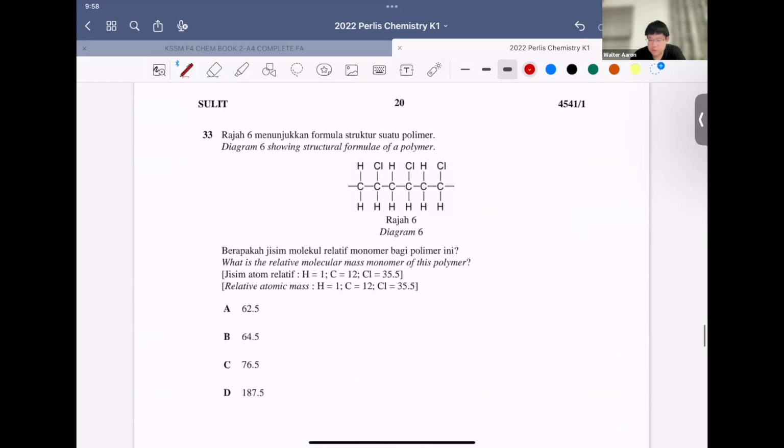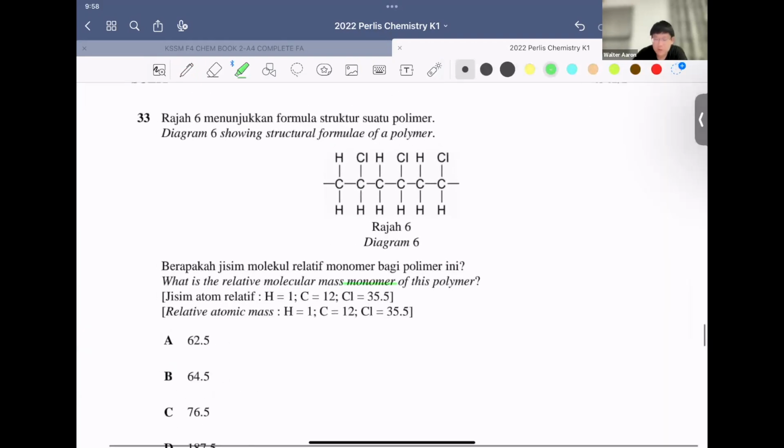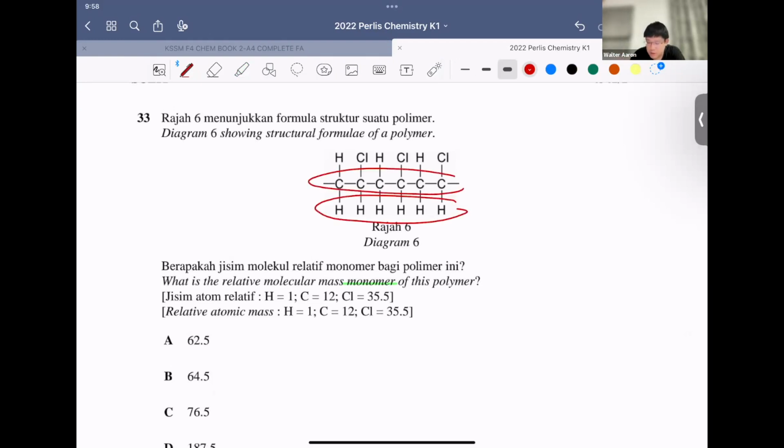33. Diagram 6 shows the structural formula of a polymer. Okay, what is the relative molecular mass of the monomer in this polymer? So the monomer is something that you must find out first. And if you see, we are trying to look out for the repetitive unit over here. If you see properly, the bottom is all H, the middle is all C. The only difference that you see over here is the alternate forms of H and Cl, H Cl, H Cl. So we want to find out just one subunit of the polymer.